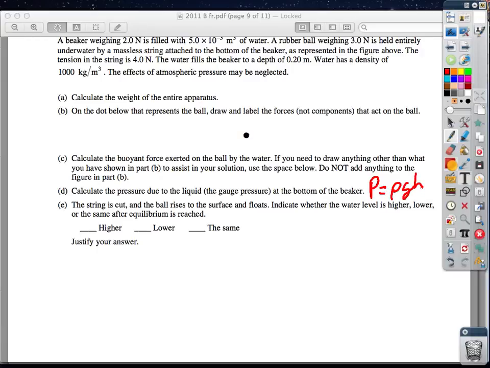Okay, so that's easy. Ba-bing. And then the string is cut, the ball rises to the surface and floats. Indicate whether the water level is higher, lower, or the same after equilibrium is reached. Interesting. Okay, you have to vote. You looked up the answers. So is it higher, lower, or the same?